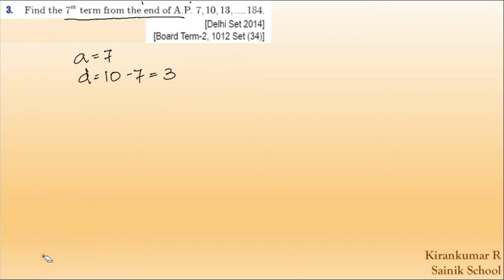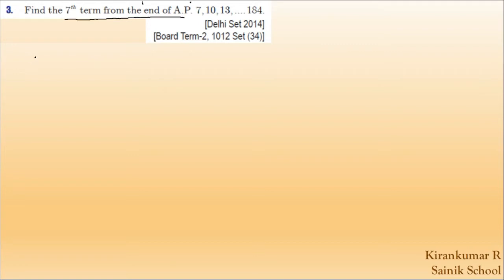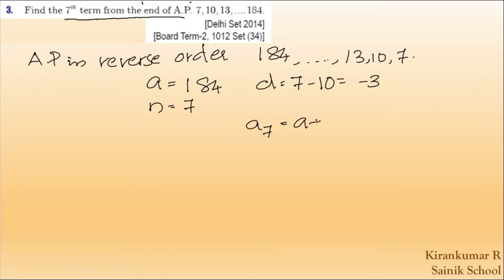So I need to reverse the arithmetic progression. When I reverse the arithmetic progression, the AP in reverse order is 184 followed by 10, 3, 7 is the last term. Here I'll consider the first term to be 184. The n value is 7 because the 7th term needs to be found. The common difference is the second term minus the first term. Here the last term minus the preceding term should be taken. It is -3. So A7 will be a plus 6 times d.